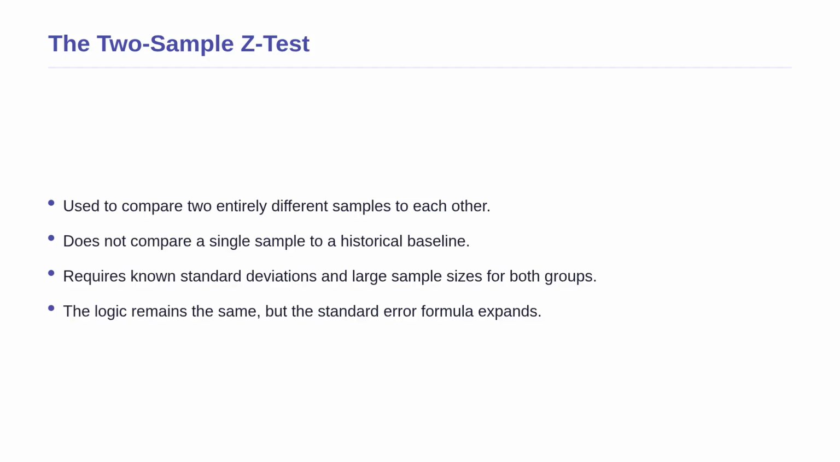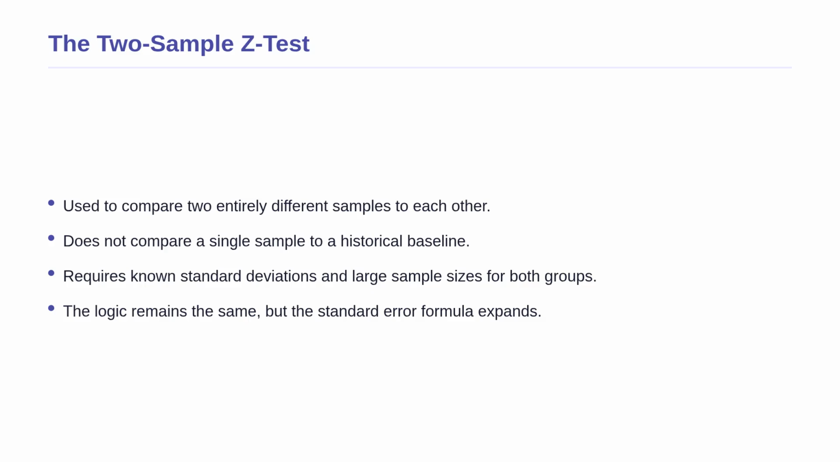We've just seen how to compare one sample to a historical average, but sometimes we want to compare two entirely different samples to each other. For instance, comparing the health metrics of people in two different cities. Because we are comparing two distinct groups, we use what is called the two-sample z-test.